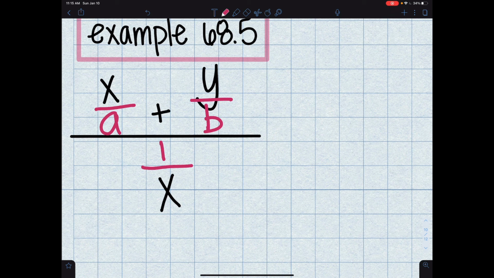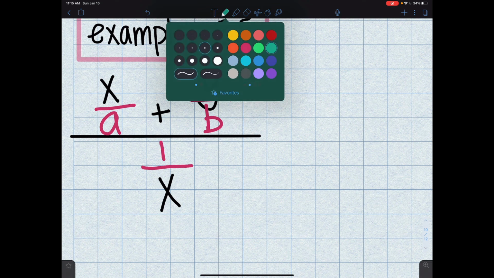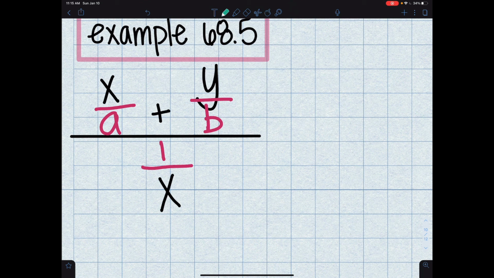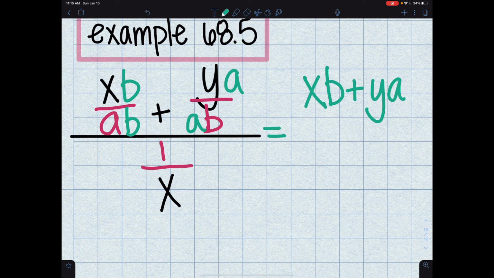So we had to do that as step 1, and now we have to take these two expressions and make them one expression by doing this operation. So we need common denominators. So let's get a common denominator. In order to make that a common denominator, I'm going to multiply this first one by b over b, this second one by a over a. Now look, common denominators, ab, ab. So when I multiply straight across, I get xb plus ya over ab.